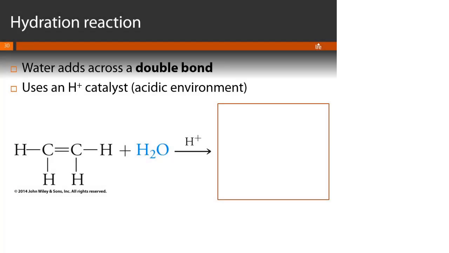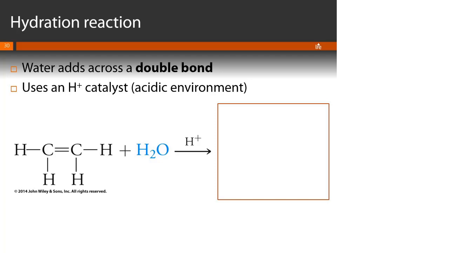Alright guys, so today we're going to talk about hydration, hydrohalogenation, and dehydration reactions. So let's start with the alkene hydration reaction. This is a synthesis reaction where we add water across a double bond under acidic conditions.